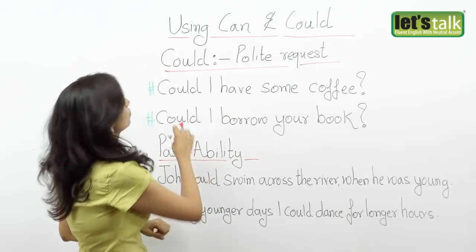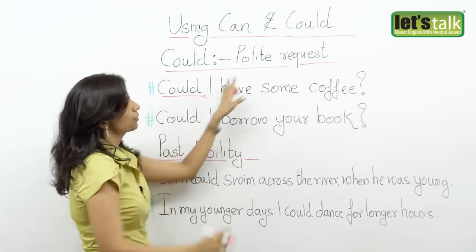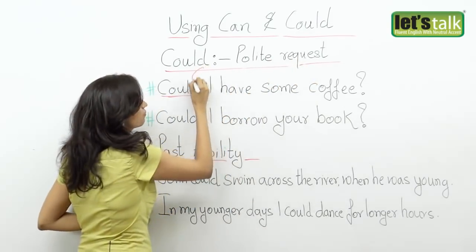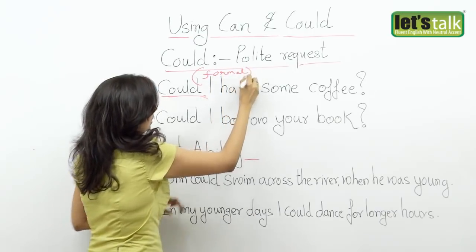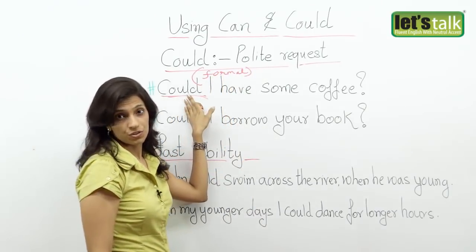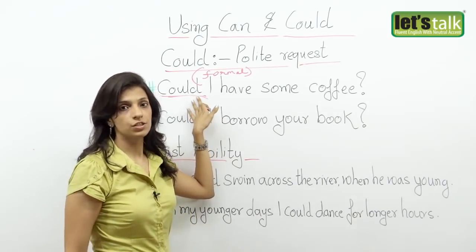Alright. So let's take a look at the examples. Could I have some coffee? So when I'm making a polite request or something very formal, it's better to say could. You can say can, but again for something polite and formal, use could.